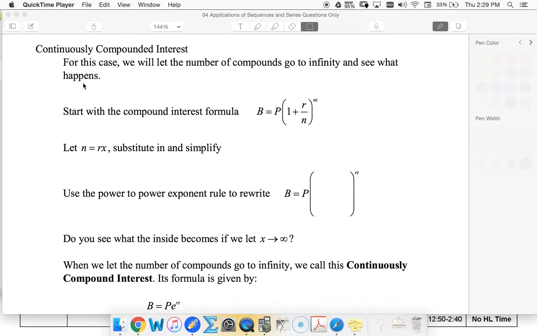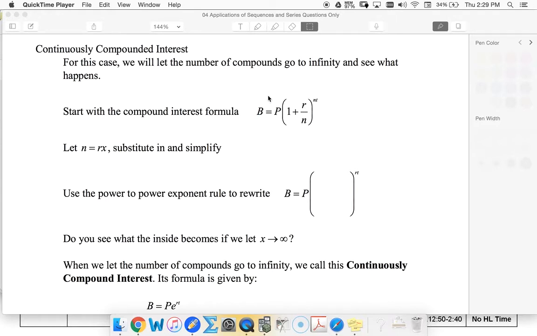All right, so now we're going to look at this idea of continuously compounded interest. We've already discussed the idea that compound interest is the most common kind, and continuously compounded is the most common of all of the compound interest kinds. Continuously compounded is the idea that the bank is constantly giving you money.